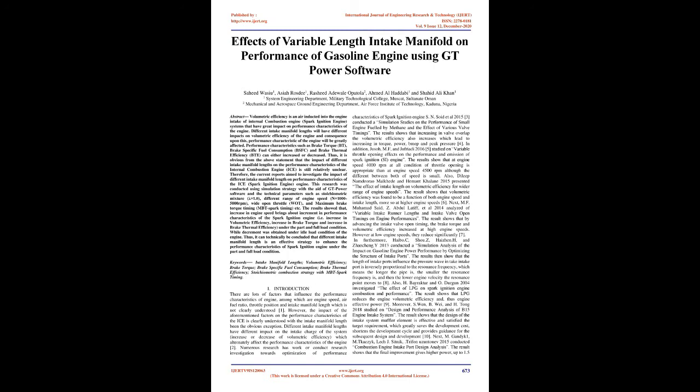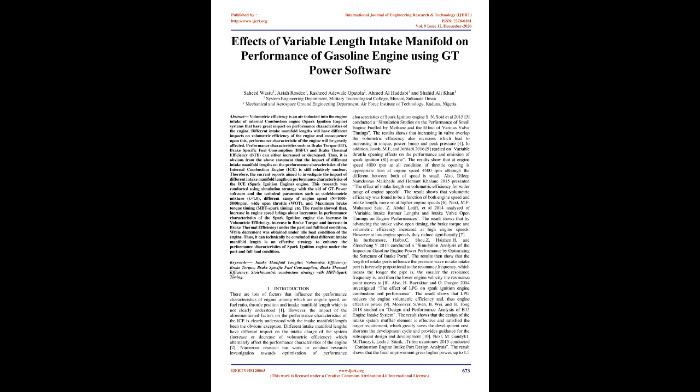Different intake manifold lengths will have different impacts on volumetric efficiency of the engine, and consequently, performance characteristics of the engine will be greatly affected. Performance characteristics such as brake torque (BT), brake specific fuel consumption (BSFC), and brake thermal efficiency (BTE) can either increase or decrease. Thus, it is obvious from the above statement that the impact of different intake manifold lengths on the performance characteristics of the internal combustion engine (ICE) is still relatively unclear.